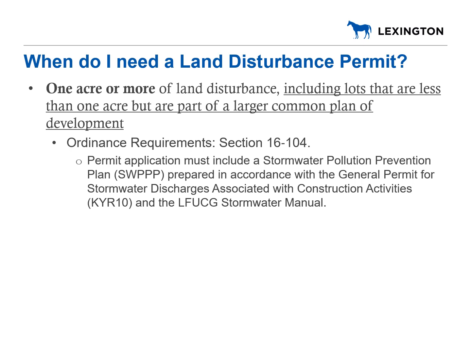Once more than an acre of land is disturbed, a general permit for stormwater discharges associated with construction activities, or KYR-10, will be required in addition to the land disturbance permit. The KYR-10 is issued by the Kentucky Division of Water and has its own set of terms and conditions. Additional information may be found in Section 16.104 of Chapter 16, Article 10, Division 5, Reduction of Soil Erosion in the LFUCG Code of Ordinances.